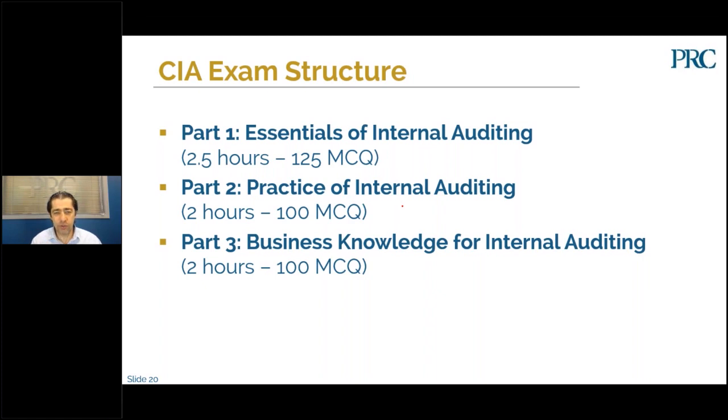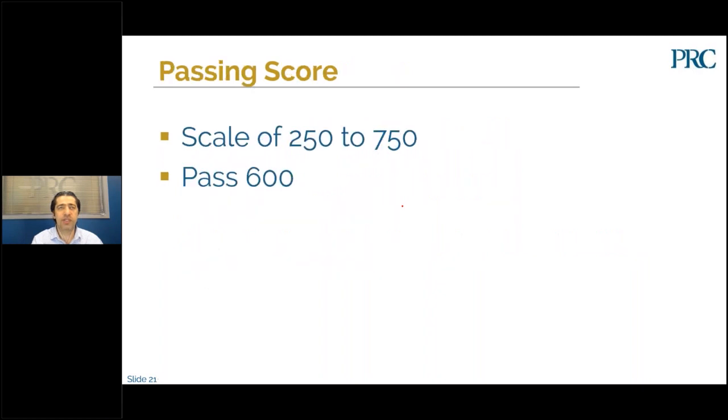This is why we're doing this session, to help you use certain methods to go through the exam and pass it from your first attempt. Now, what's the passing score for the exam? As we said, it's a scale of 250 to 750. On a scale of 250 to 750, the passing grade is 600.